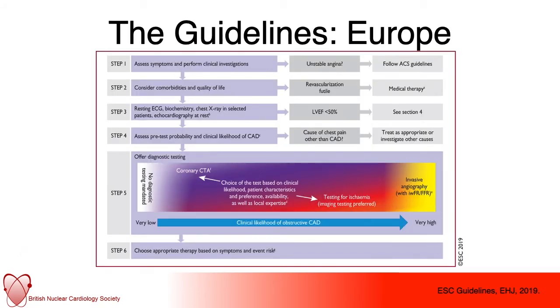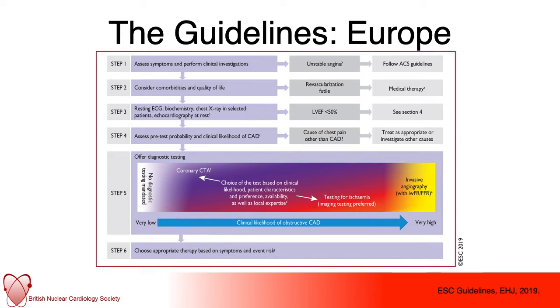Now, where does it fit within the guidelines in Europe? This is the newer 2019 iteration of the guidelines, which are similar to the previous ones, where there's this key central role in the intermediate pretest probability for functional or ischemia testing. If it's a low likelihood of coronary artery disease, you may feel no diagnostic tests are required, or indeed a CT coronary angiogram is required.